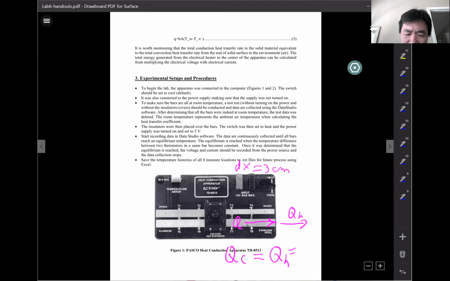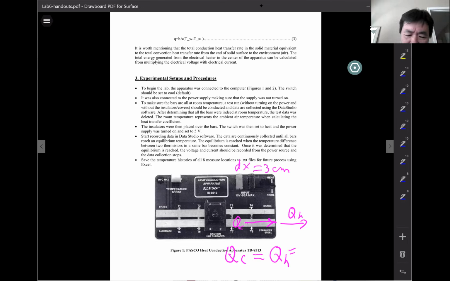Notice it's not 1 inch. It's a little bit greater than 1 inch. Okay, so that's the distance between the 2 measurement points. And also it's 3 centimeters from the second measurement point to the end of the bar. It's also 3 centimeters. Okay, so that's the dimension. The cross-sectional area, I give you the data.